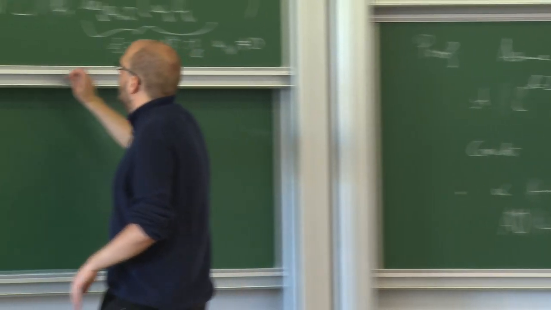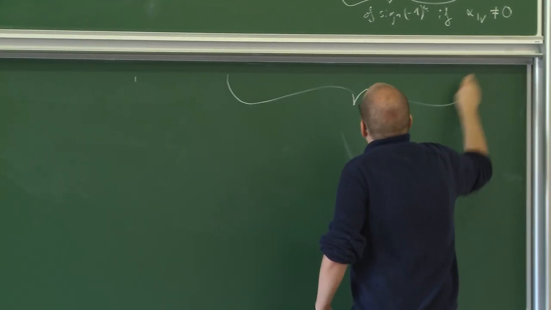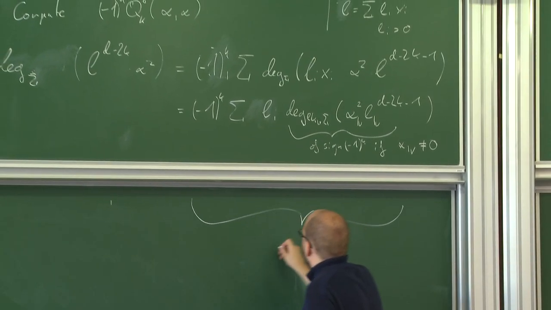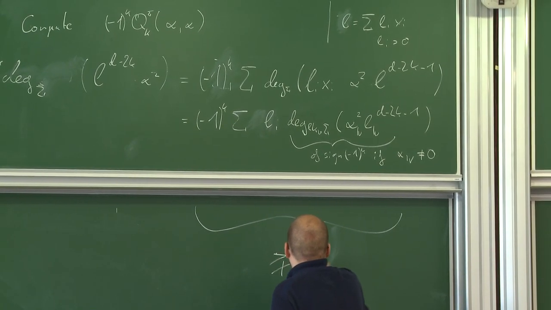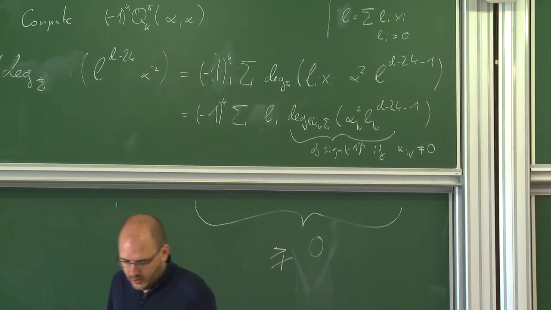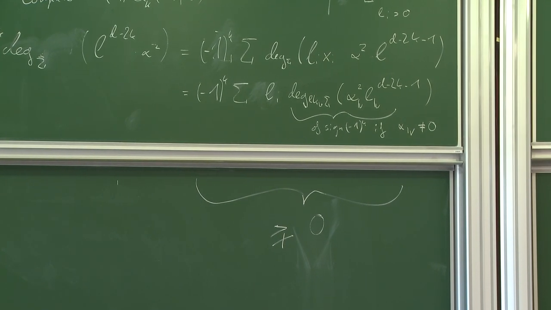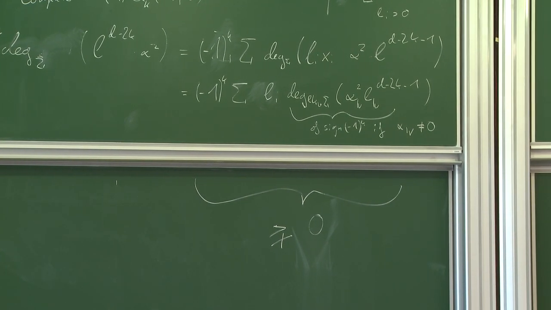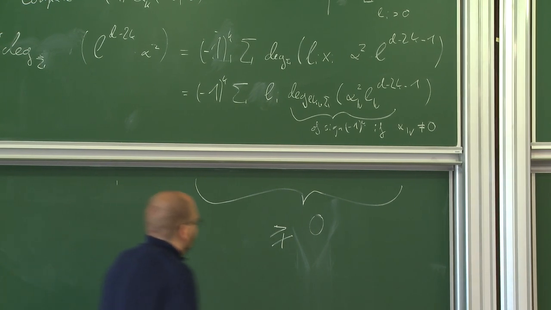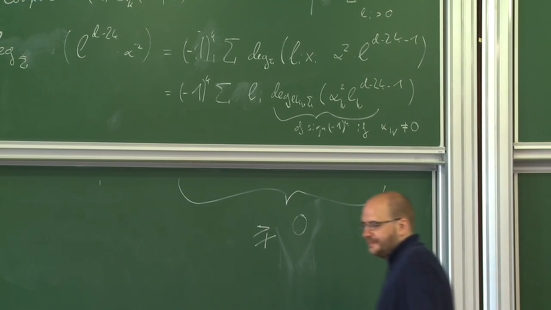In particular, this whole thing, minus 1 to the k, minus 1 to the k, must be strictly larger than zero. And that's it, because now we don't have zero. Why multiply by minus 1 to the k? Just since they all have the same sign. Yes, you're right, but fine.